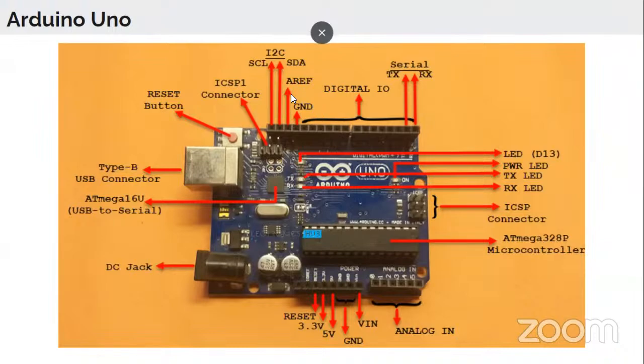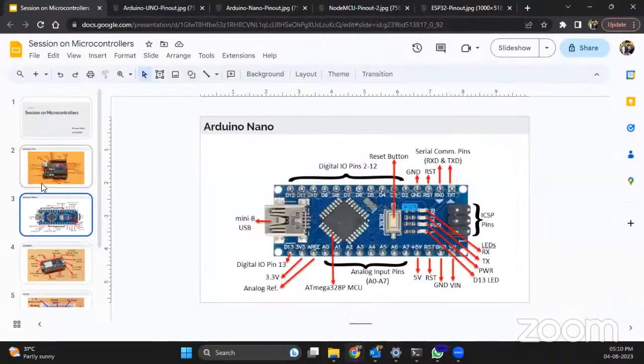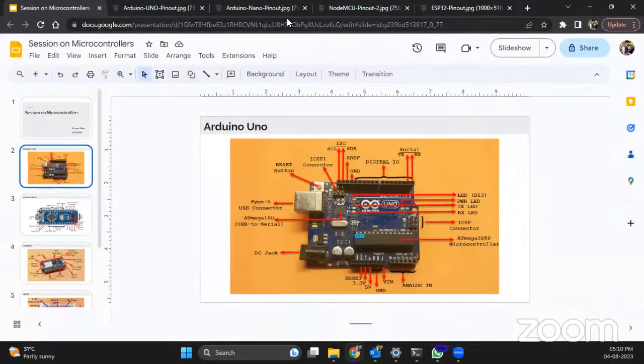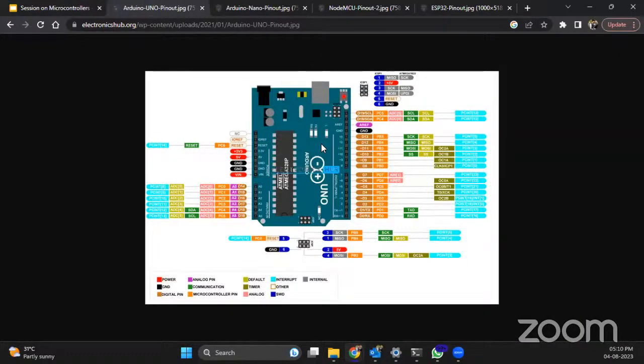Okay, I will show you. See, this is a complete pinout for Arduino Uno. On the left side, you can see there are 6 analog pins like A0, A1, A2, A3, A4, A5. So this is the pin number of the particular Uno board.